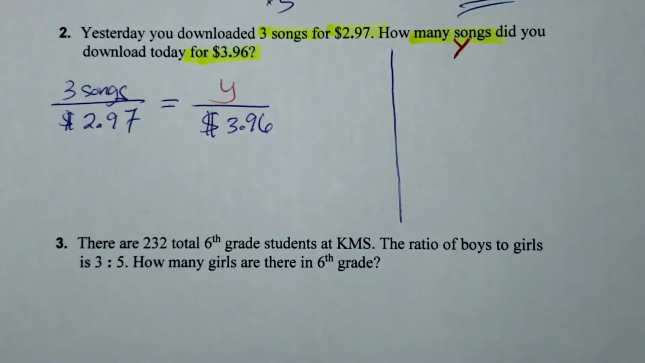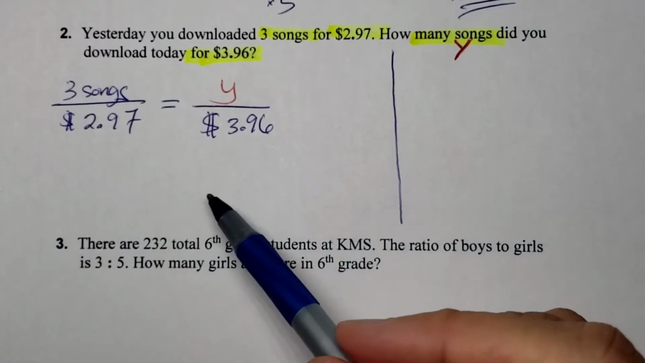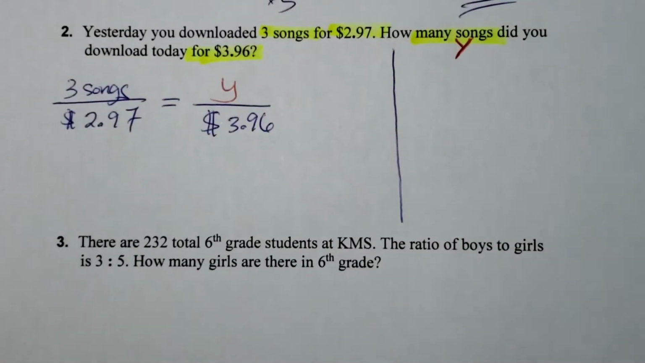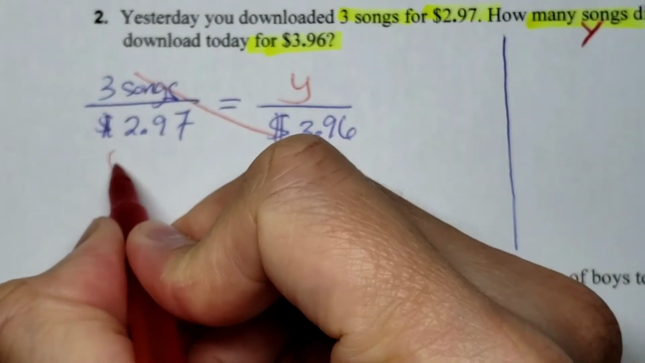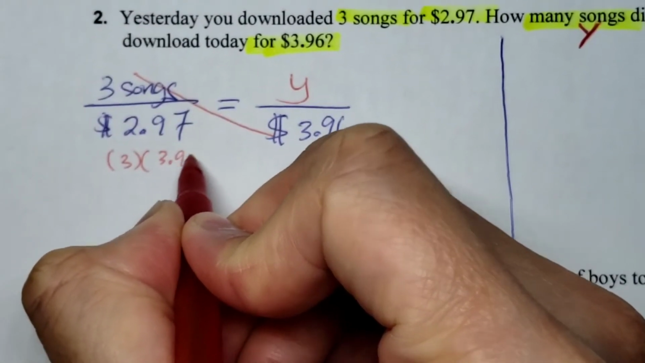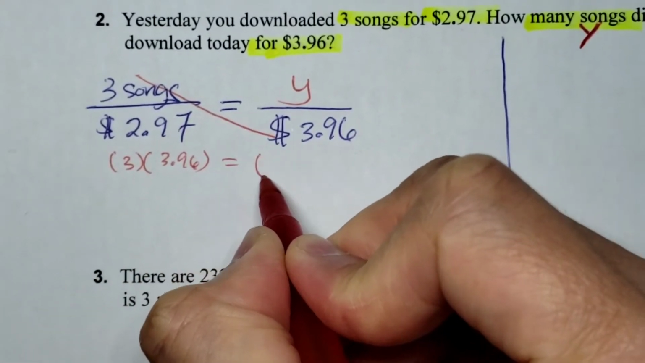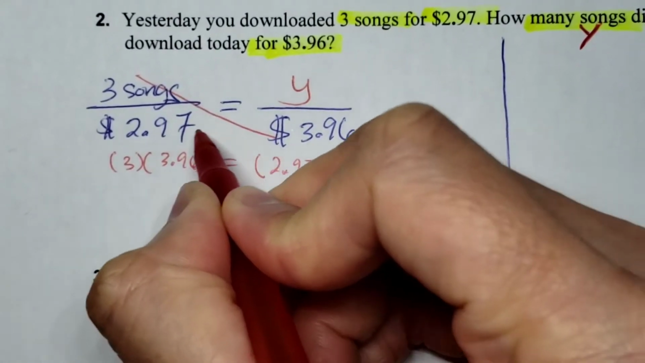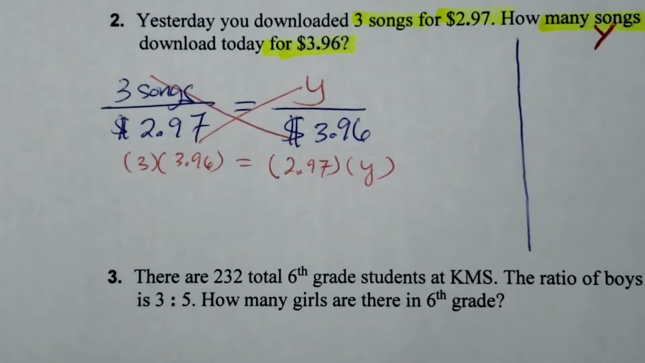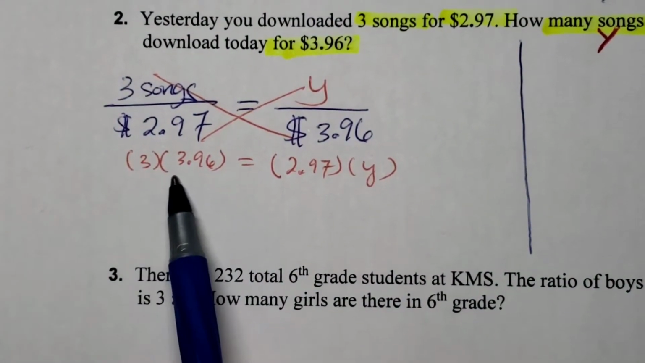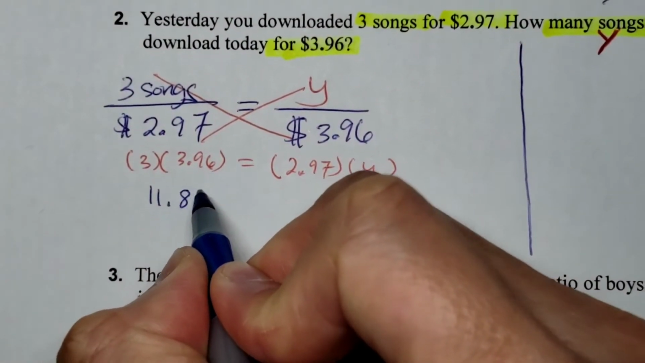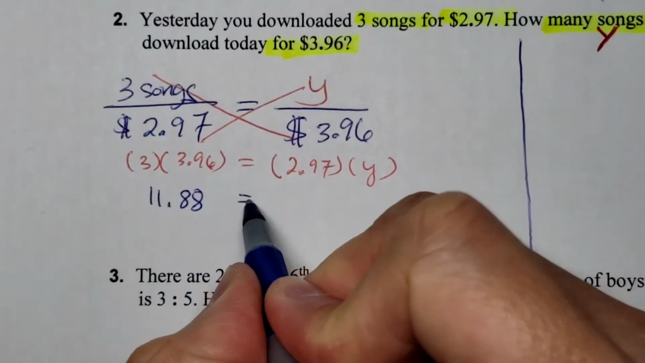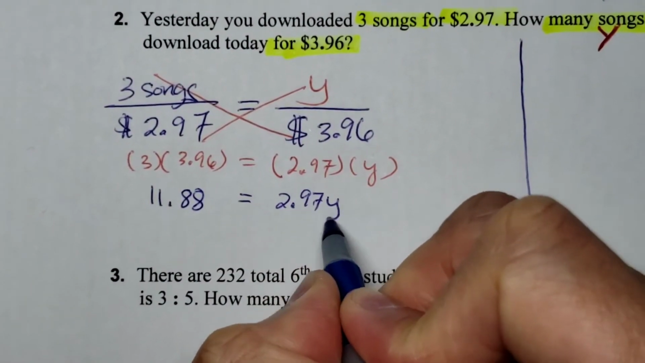$3.96. All right. So what we can do is we can do cross products. So let's try this out. I should have more space here, but I'm gonna write small. I'm gonna zoom in for a minute. There you go. So 3 times $3.96 is equal to $2.97 times Y. Okay? So 3 times $3.96 would give you $11.88. That should equal to $2.97 Y.